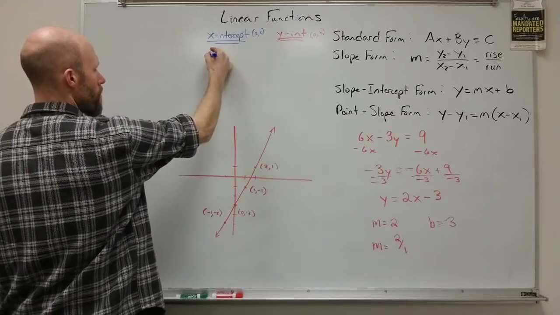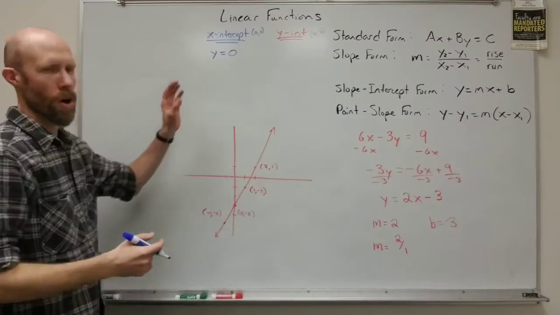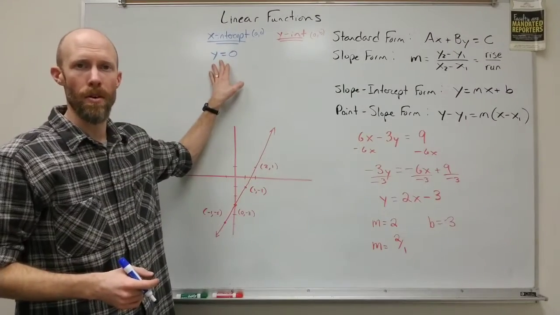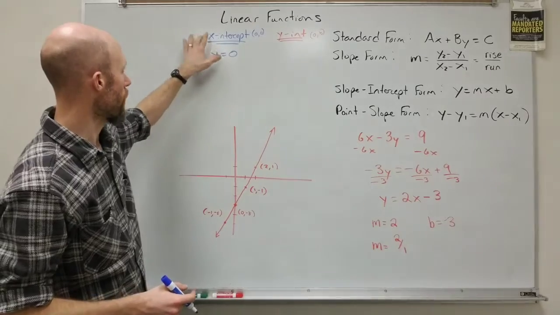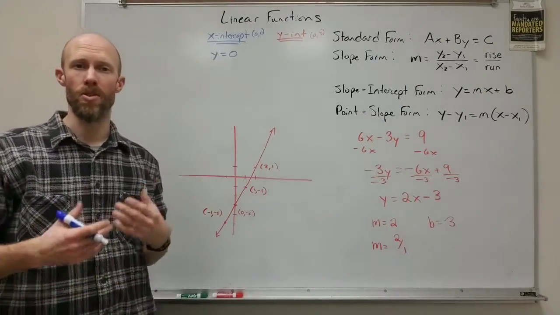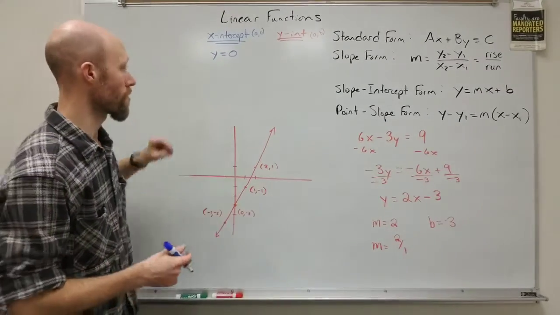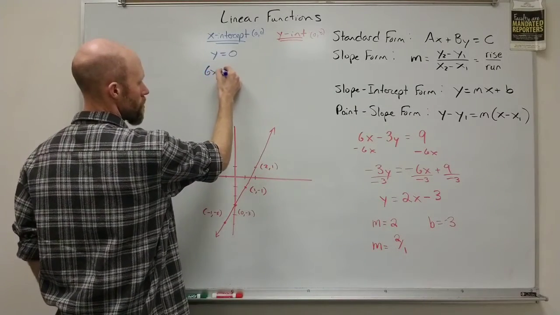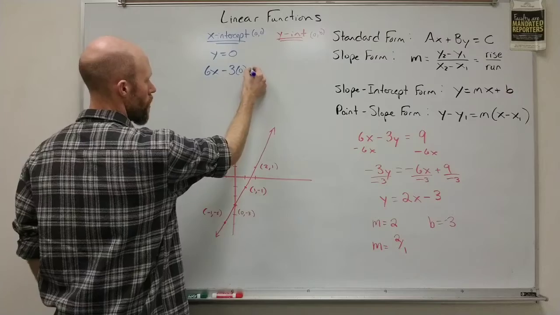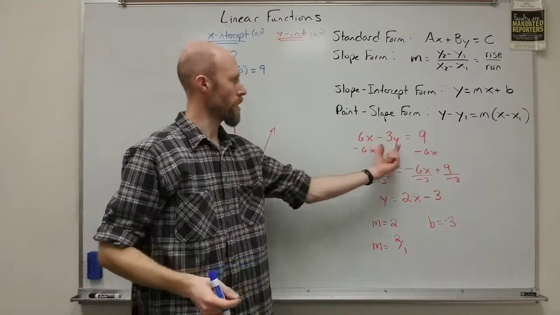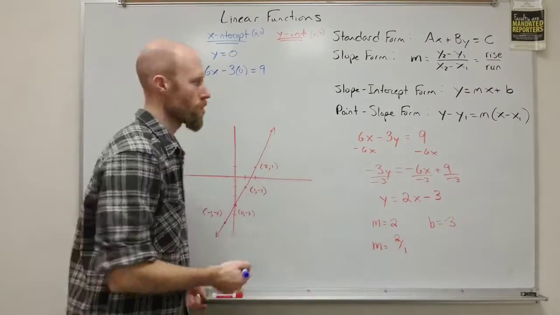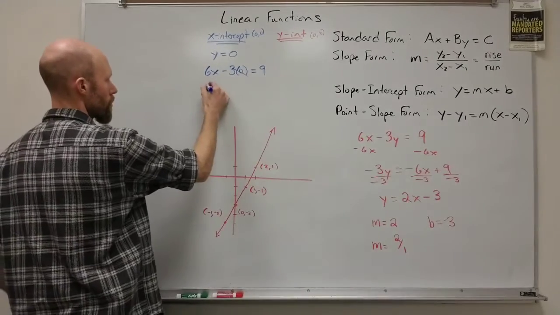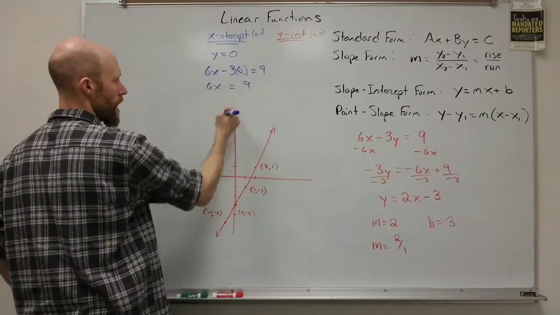Let the y value equal 0. So you always use the opposite variable as 0. So if the x-intercept, I want y to equal 0, and then I solve for the x. X is what I'm solving for. So I'd have 6x minus 3 times 0 equals 9. The term that has the 0 always drops out. I'm left with 6x equals 9.